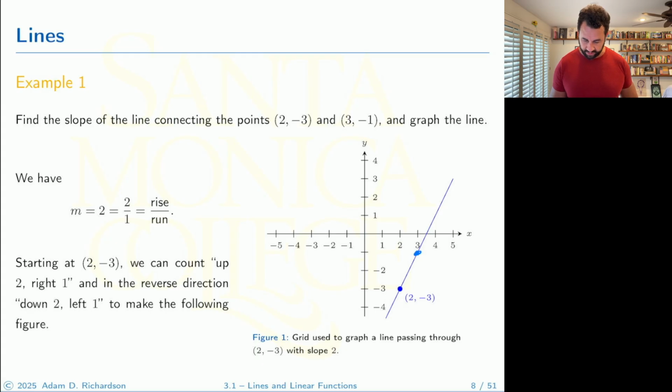Oops, hold on, there we go. You can start at one of those points and then you can count up 2 and then to the right 1, and that will help you locate another point. All right, just like that.